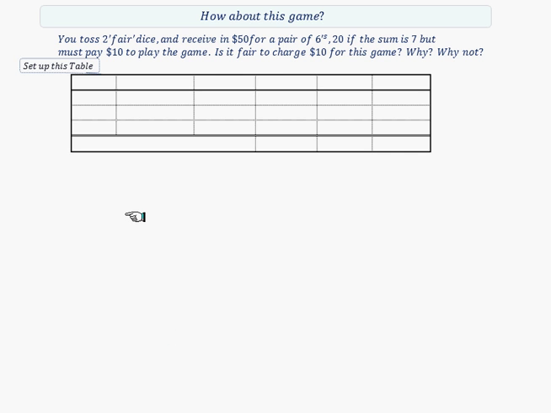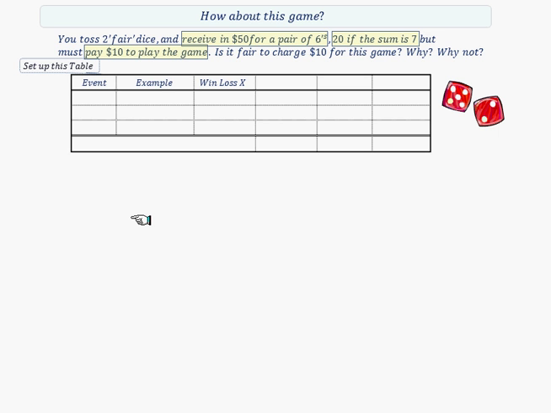Now here's another example. Tossing two fair dice, $50 for a pair of sixes, $20 if the sum is 7, but you have to pay $10 to play the game. So we set up the table. Now we have an event, then the example, and then the win-loss. Pair of sixes, sum is 7, and other, of course, is a loss of $10.